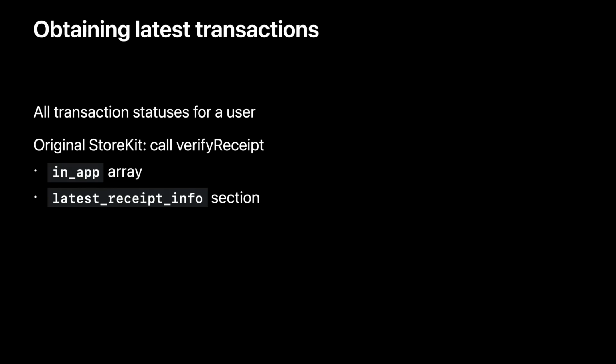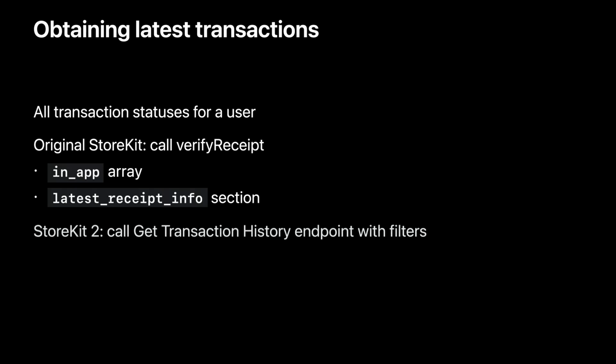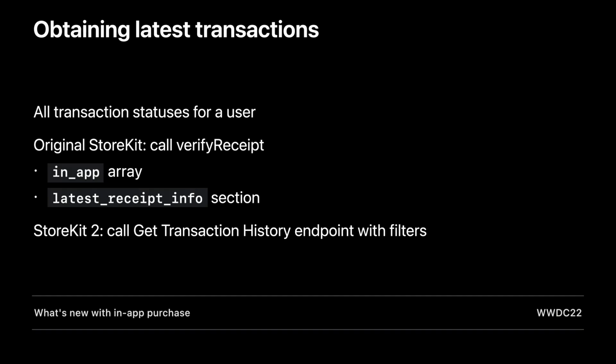With the App Store Server API, to obtain the latest transactions, the Get Transaction History endpoint allows you to fetch the full purchase history for a user. Furthermore, pagination combined with the new filter and sort features that's covered in the WWDC22 talk, What's New with In-App Purchase, ensures that you can efficiently fetch precisely the data that you need. Let's look at a flow of what this may entail.